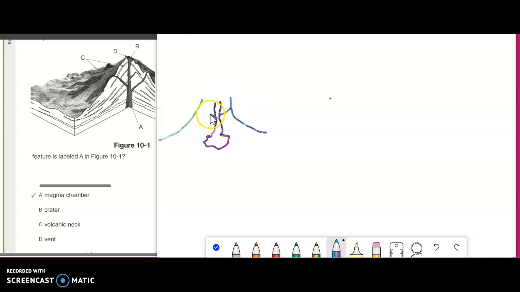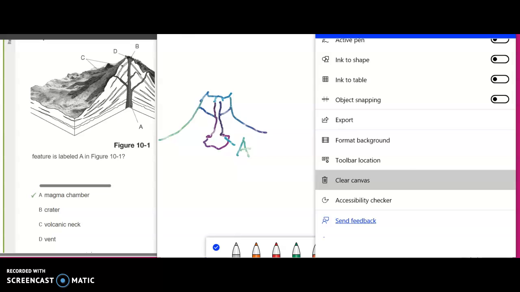Here's your mouth and your caldera and all that stuff. So A would definitely be the magma chamber because it's down here at the bottom right here, A. So what I did was I just drew the volcano and labeled the parts in my head before I even looked at the question. This is just a straight up right there kind of answer, guys. So it's magma chamber. Looking at the next question.